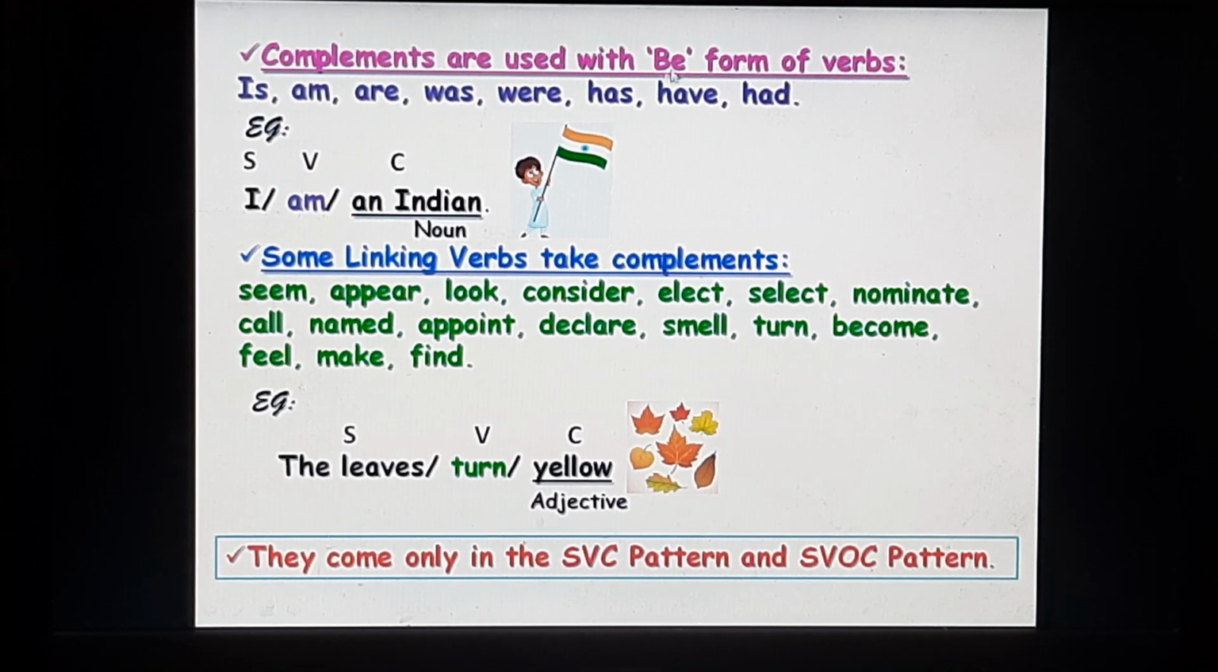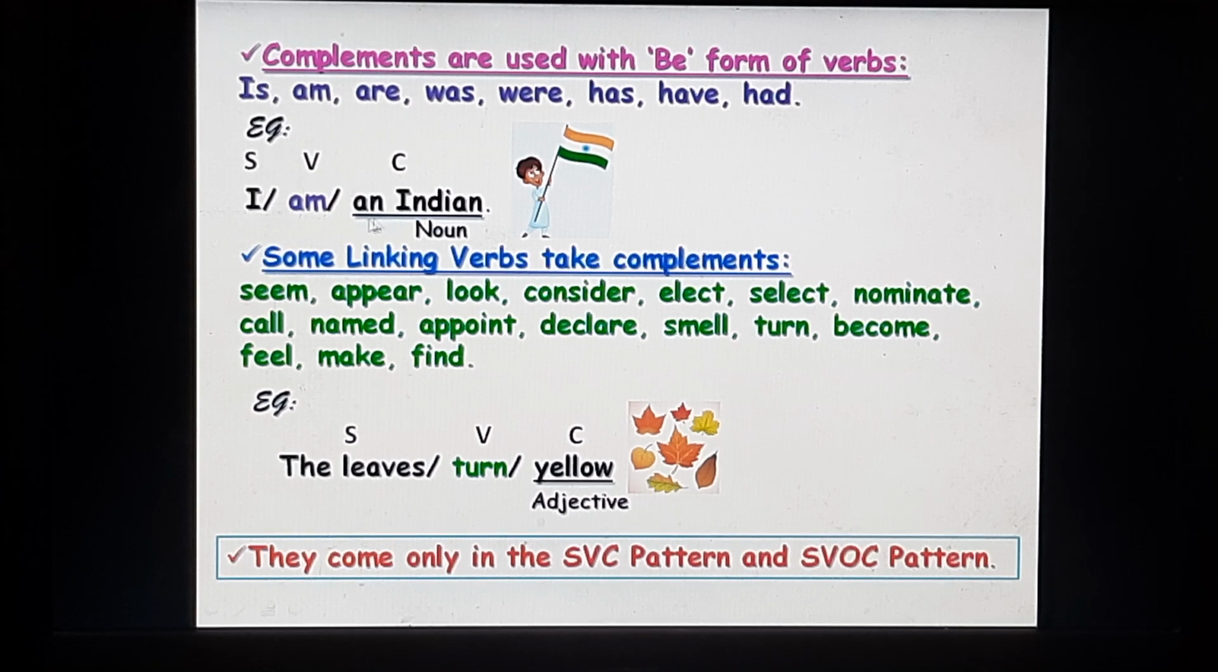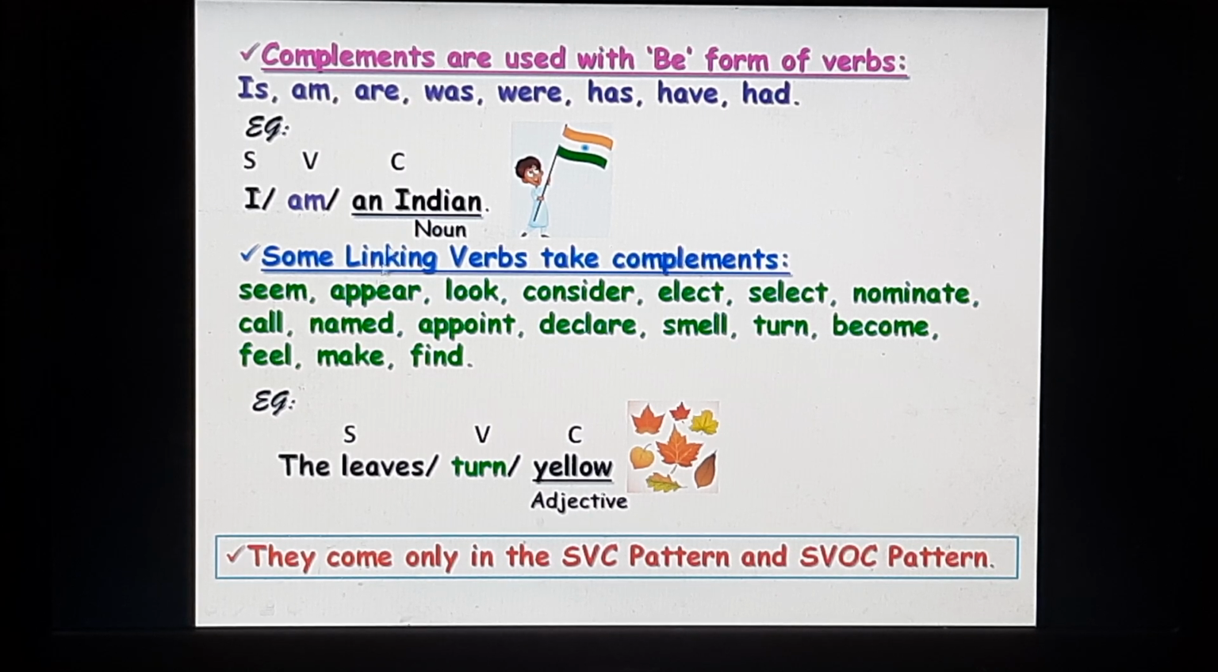Complements are used with be forms of verbs. Is, am, are, was, were, has, have, had are all be verbs. They take complements. Example, I am an Indian. Am is a be verb. What follows is a complement. Therefore, an Indian is a complement.